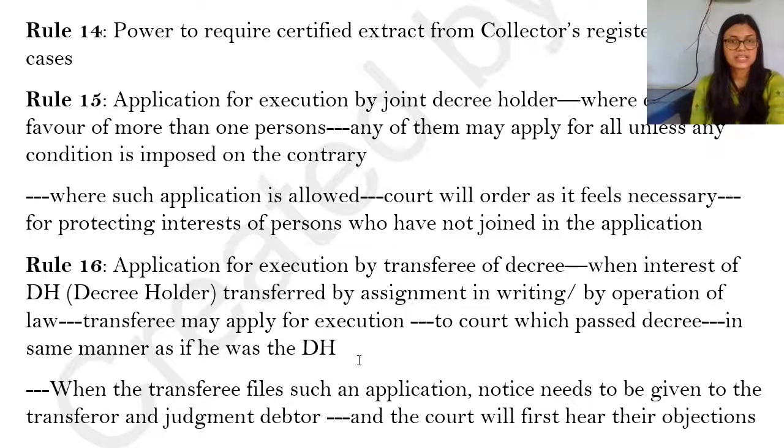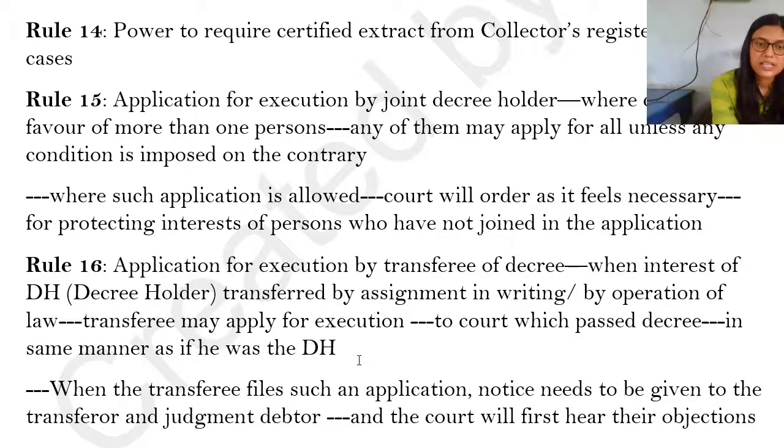Now, rule number 16 is talking about an application for execution by a transferee of a decree. When the interest of a decree holder is transferred by assignment in writing or by operation of law, then the transferee can also apply for execution to the court which passed the decree in the same manner as if he was the decree holder. Now, when the transferee is filing such an application, notice needs to be given to the transferor and the judgment debtor, and the court will listen to the objections before allowing him to proceed.